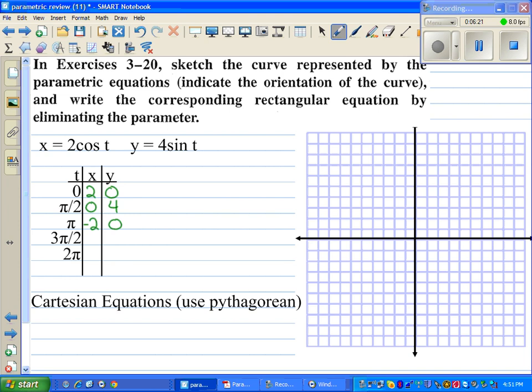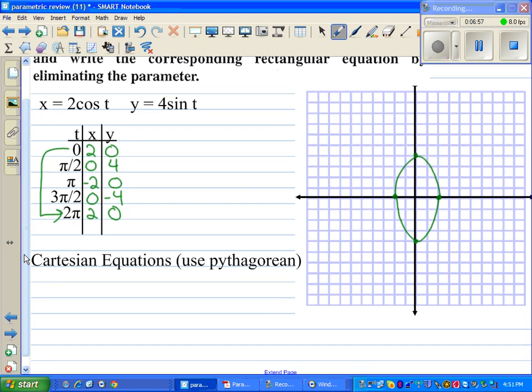Cosine of 3 pi over 2 is 0, and the sine of 3 pi over 2 is negative 1, so we have negative 4. And then 0 and 2 pi are really the same thing, so that's going to be the same point. If we plot these points, we have 2, 0, 0, 4, negative 2, 0, and 0, negative 4. And what this creates is an ellipse. It's one of the more famous parametric equations. Not the 2 and 4 necessarily, but the one that creates an ellipse.